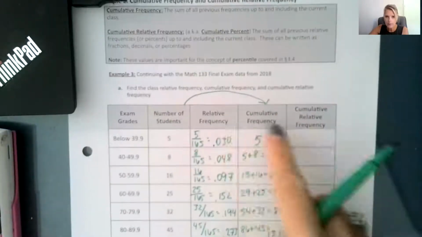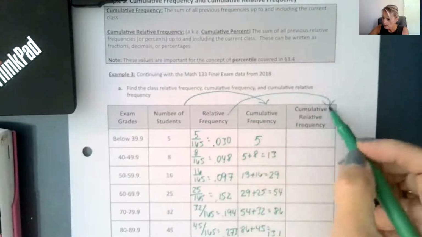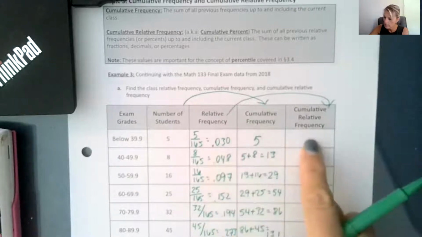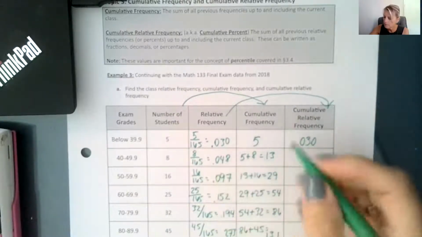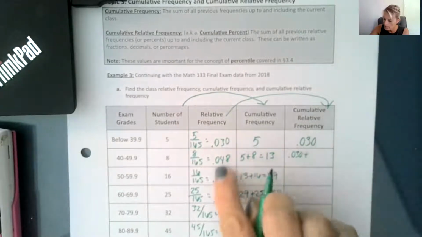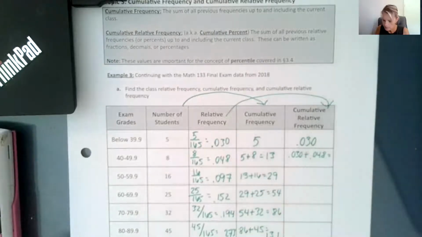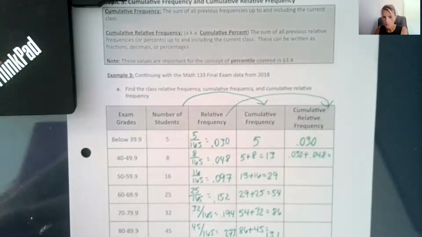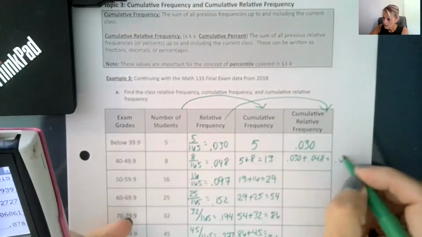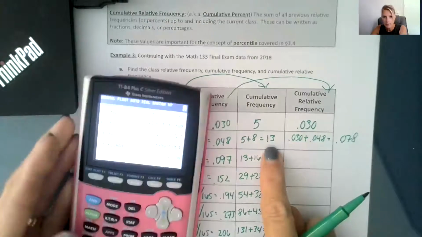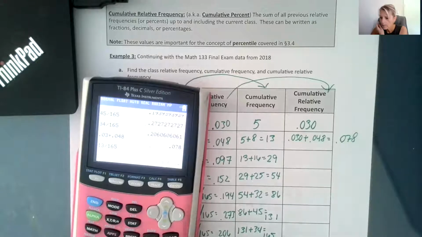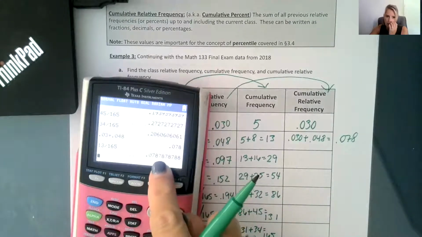Now, our relative frequency is what we use for our cumulative relative frequency. So we're going to start with the very first class, the relative frequency from that, which is 0.030. And then you're going to add the next one. So you can say 0.030 plus 0.048, which is going to be 0.078. Another way that you can do that would be just to take your cumulative frequency, what those totals come out to be, and divide by 165. So that should also be the same as 13 divided by 165. Should also give us 0.078. And that would round to 0.079 rounded.